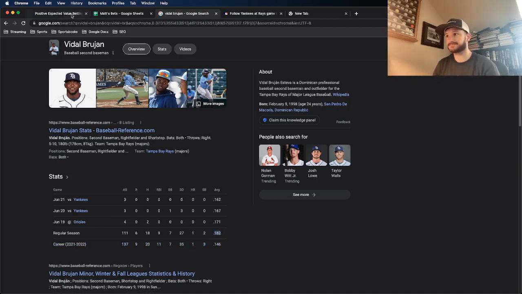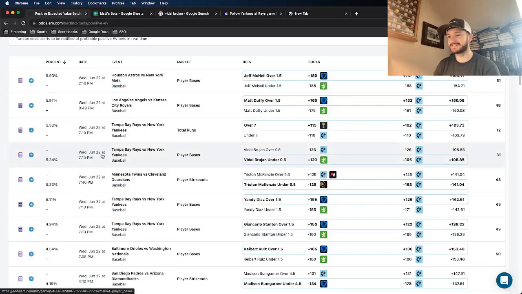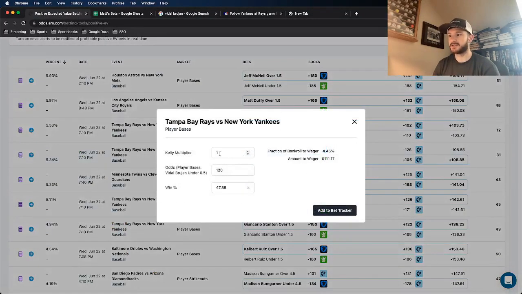So in terms of unit sizing, I just go off the Kelly calculator, but I use 0.5 for player props because, again, wider variance, I don't put as much money on it. So in this case, this was a $55 bet for me.